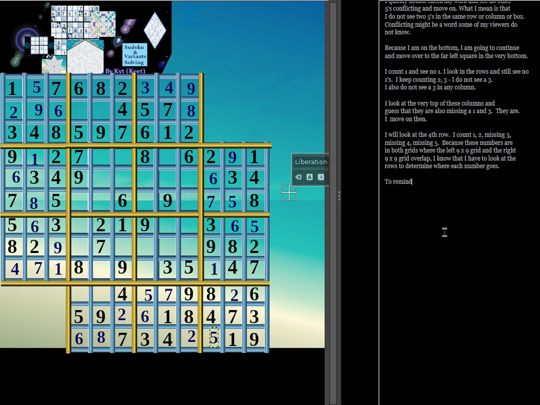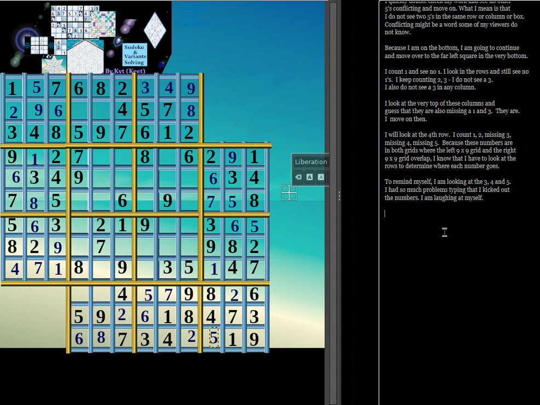Now, to remind myself, I am looking at the 3, 4, and 5. I had so many problems typing that I kicked out the numbers. I am laughing at myself.